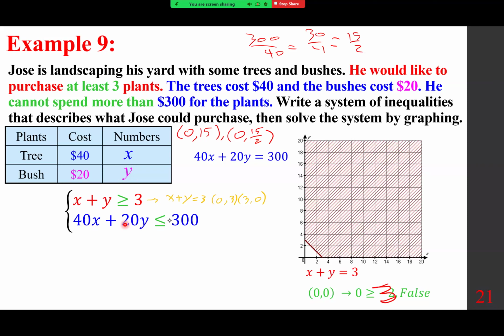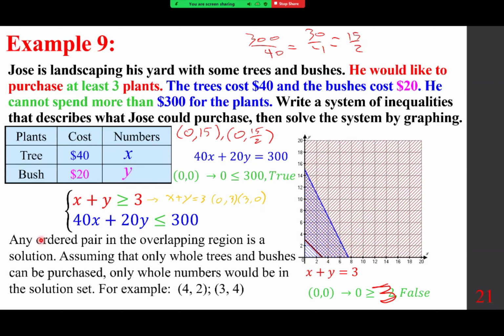And if you graph the line, if you plug in 0, 0, it makes it a true statement because 40 times 0, 20 times 0, 0 is less than or equal to 300. Yes, so when we draw the line, everything below that is the answer. So I hope you see that for these two lines, things in between would be the solution. So the solution, any ordered pair in the overlapping region, this region, is a solution.